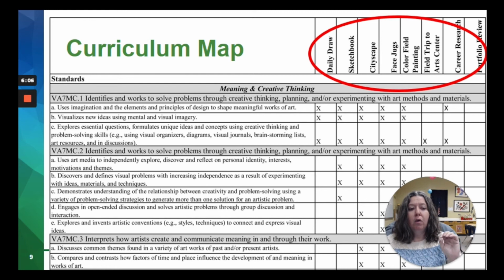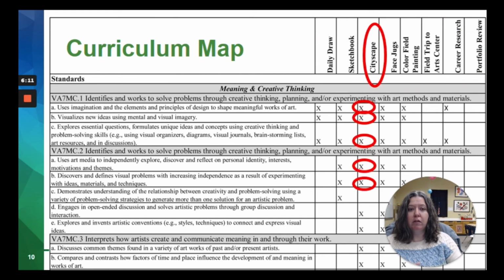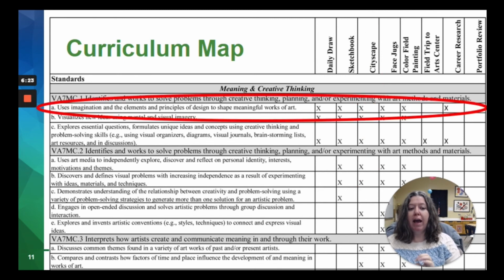Once I've got the projects placed, I go down the chart and I put an X beside each row of the substandard that I meet with that project. Once I've done that, then I go back through the chart and make sure that I have at least one X on every row. If I do, then I know that I've met all my standards and I'm good to go. If not, then I know that I need to go back and design or find a project that can fit into one of those standards. That way I make sure I'm covering everything.